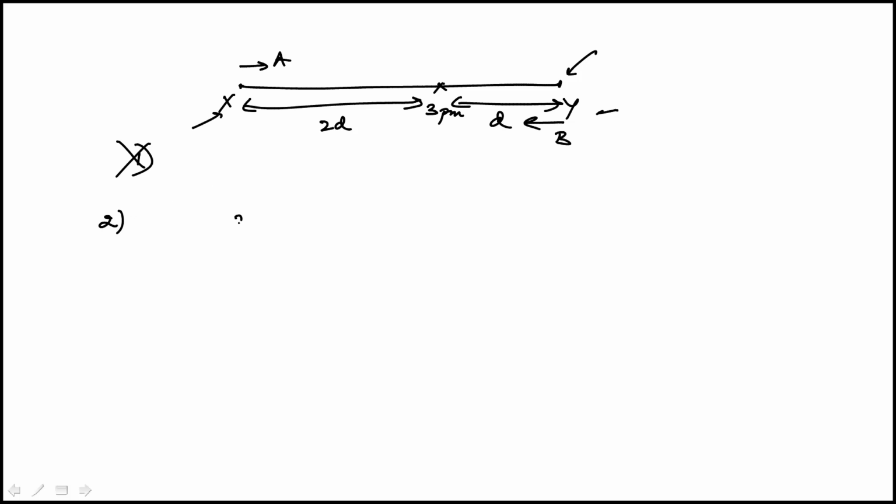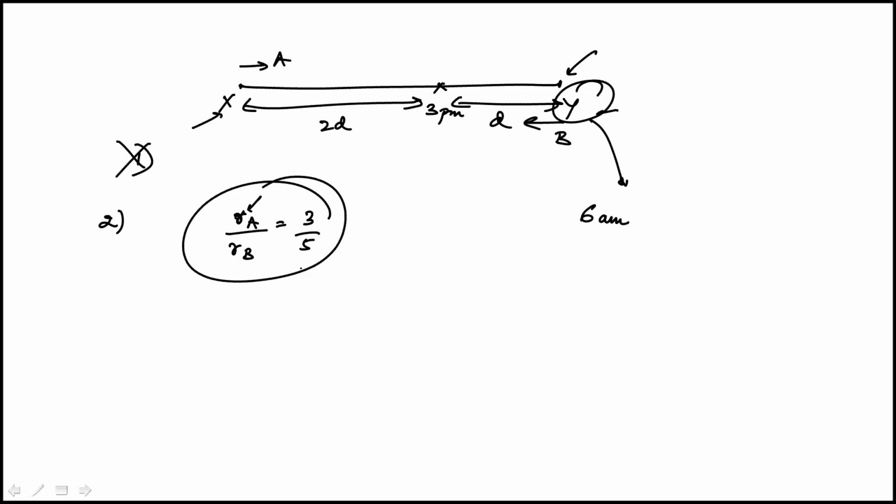Two gives you the ratio of the speeds of the train. I'm going to call R the rate or the speed. RA over RB is 3/5. And then train B started at 6 a.m. So that alone also doesn't tell me anything about where they met or any other information. So I can't really find this total time for train A. So 2 alone is also insufficient.